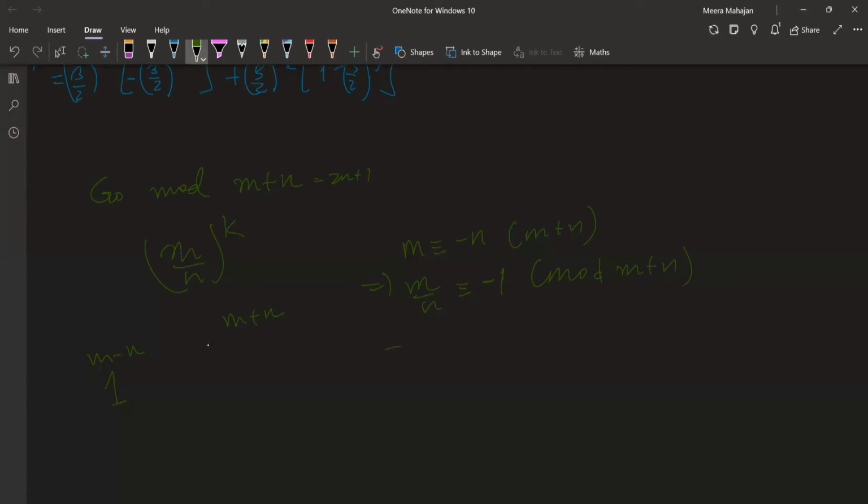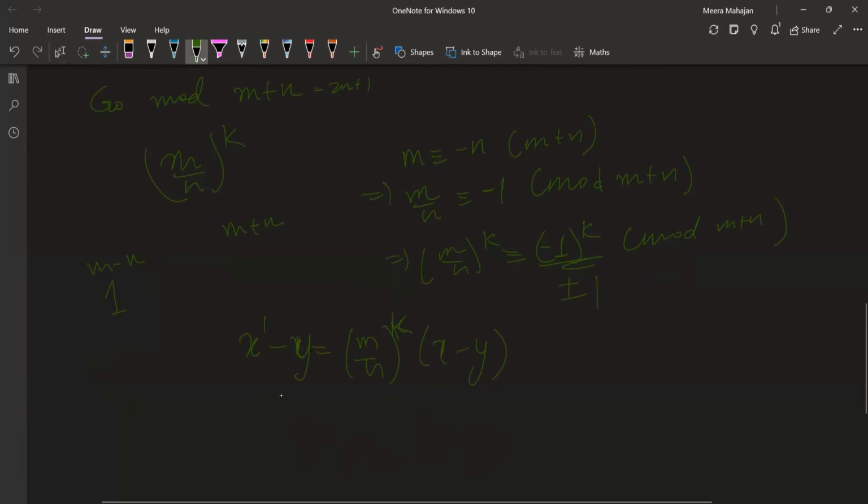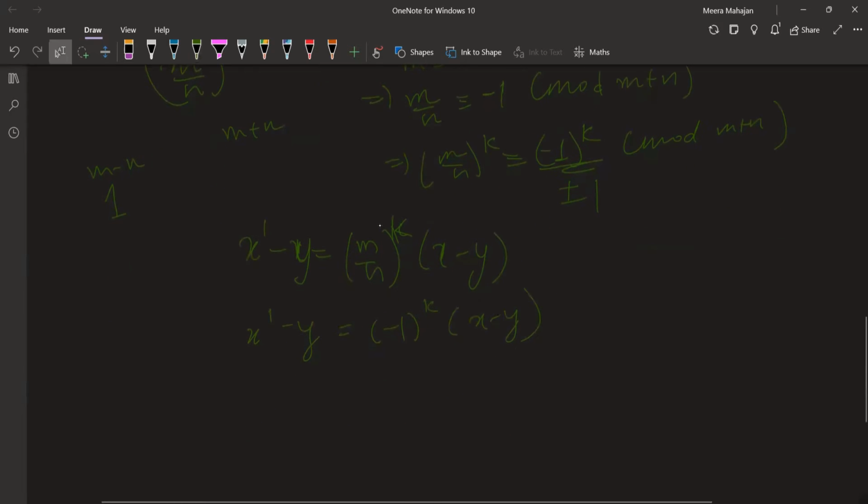which is nice because we have a minus 1, and hence m over n to the power k is congruent to negative 1 to the power k mod m plus n. I'll just write this as plus minus 1. It can be 1 or minus 1. And hence what do we get? We have x prime minus x is m over n to the power k times x minus y. Wait, x minus y. Yeah. We are going mod m plus n, and we get x prime minus y is negative 1 to the power k times x minus y.